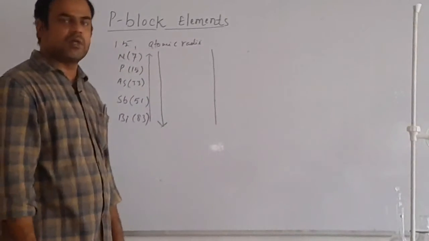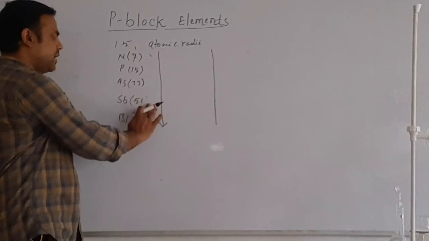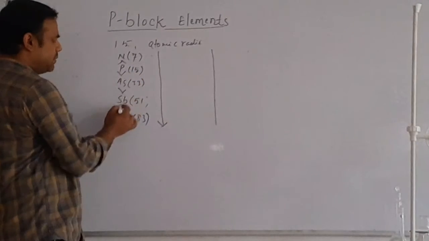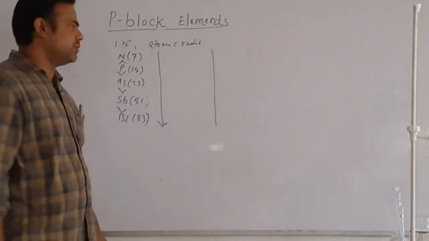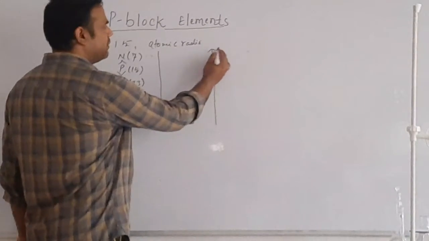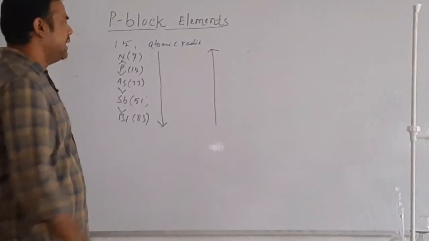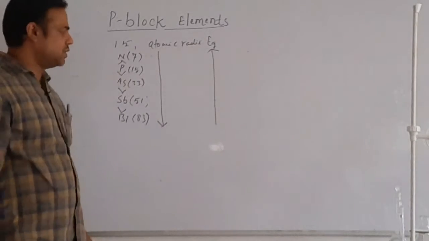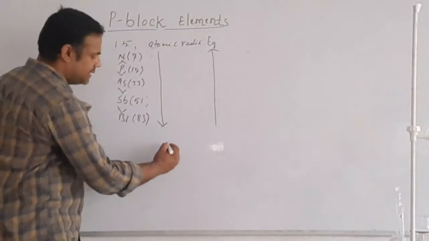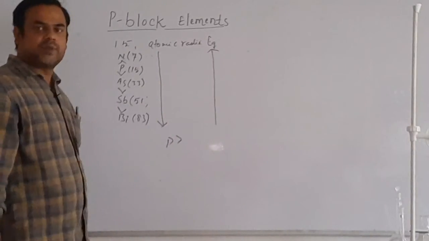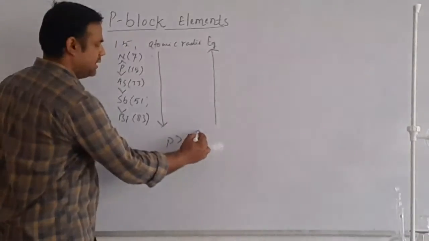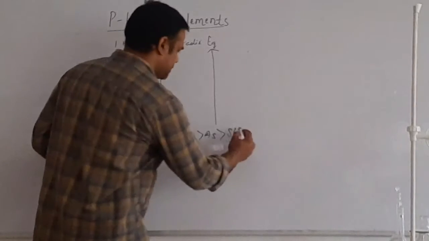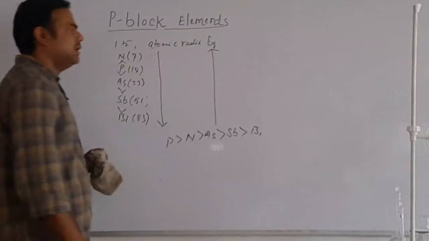Normal trend of increase of electron gain enthalpy is this one, but there is some anomaly in the behavior of group 15. Phosphorus will have more electron gain enthalpy than nitrogen. So normal trend is this one: up the group, electron gain enthalpy increases, but one difference is there, phosphorus will have maximum. So the trend of electron gain enthalpy is: phosphorus will have maximum, then nitrogen, then arsenic, then antimony, and least will be bismuth. Bismuth will have least electron gain enthalpy.